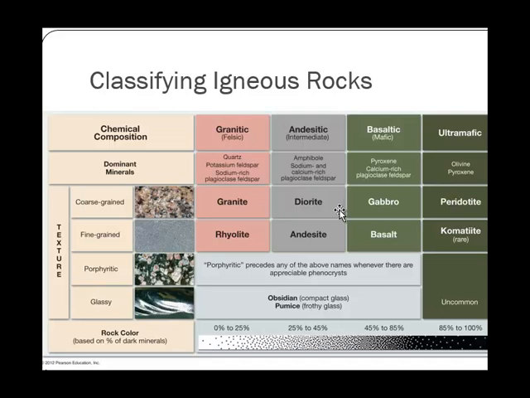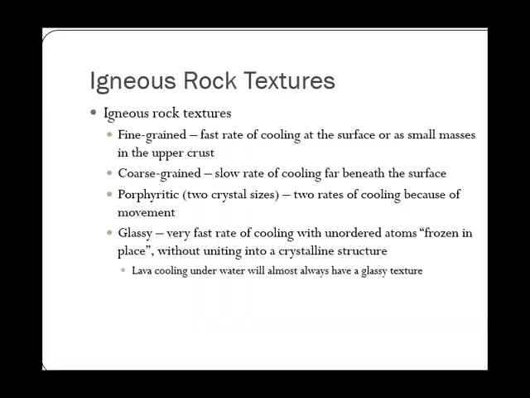Basaltic rocks are like basalt, and these are just some different types, and you can see how they are classified. They're classified based on texture, color, and which minerals are inside. Granitic has quartz and feldspar, basaltic has pyroxene and plagioclase feldspar, ultramafic has olivine and pyroxene, etc.